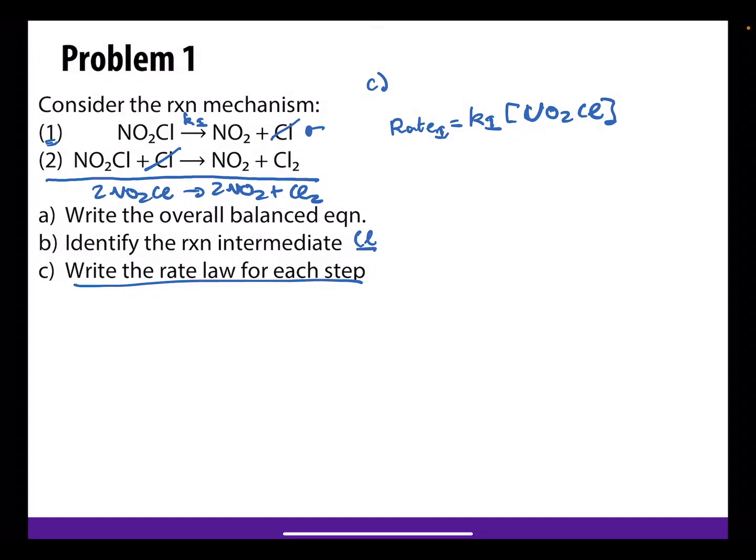And again, because it's just one particle colliding, just a coefficient of 1, and therefore first order in NO2Cl here. For step 2, same idea. Rate 2 is equal to K2 times, now I have NO2Cl, but it's going to collide with the Cl atom, so times Cl. The coefficients are each 1, so it's first order in each of those two reactants. And that's the rate law for each step here.